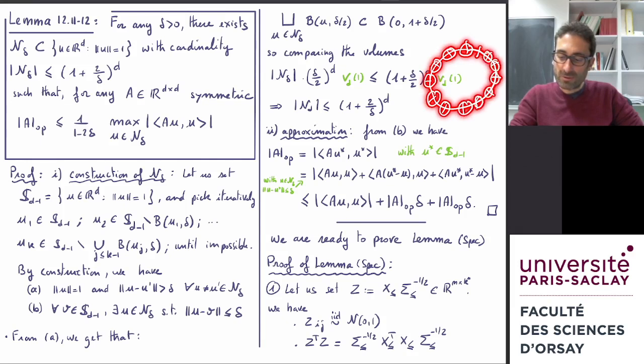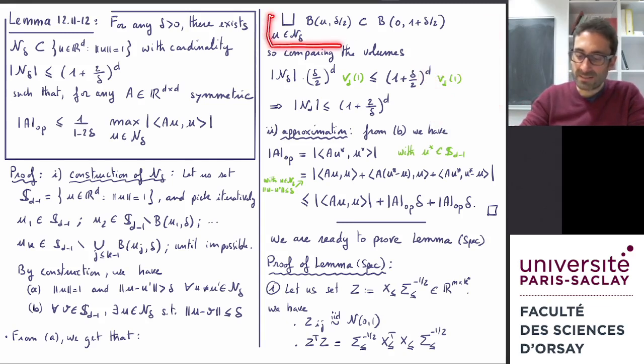Okay, so if you take the balls centered in this set N delta, the balls which have a radius delta over 2, by construction, you know that they are disjoint because all the points are at least delta away one from the other. But at the same time, you know that these balls are included in the ball here, which has a radius 1 plus delta over 2. Okay, so all my small balls are included in this large ball. Okay, so the sum of the volumes of all these small balls is smaller than the volume of this large ball.